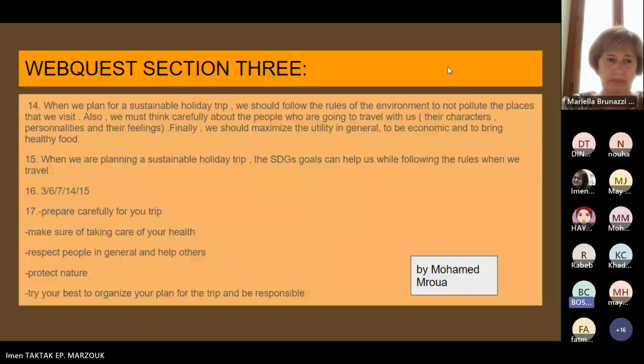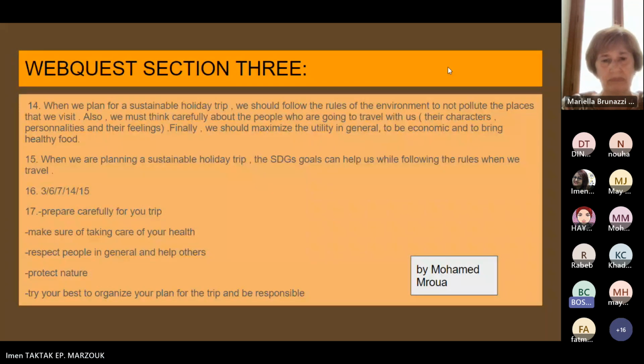For 14, when we plan for a sustainable holiday trip, we should follow the rules of the environment and not pollute the places that we visit. Also, we must think carefully about the people who are going to travel with us, their characters, personalities, and their feelings. Finally, we should maximize the utility in general, be economic, and bring healthy food when we are planning a sustainable holiday trip. That is the answer for 15.